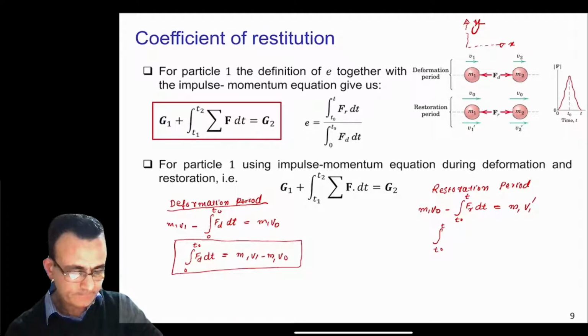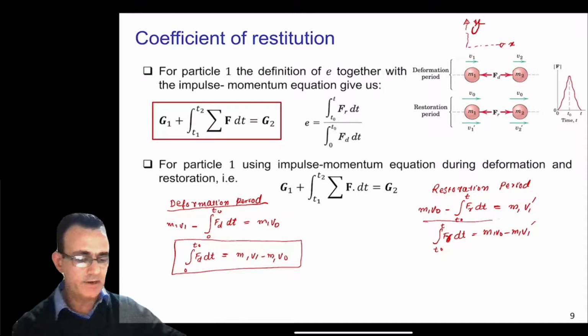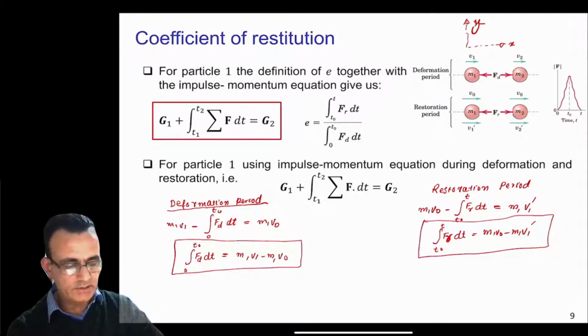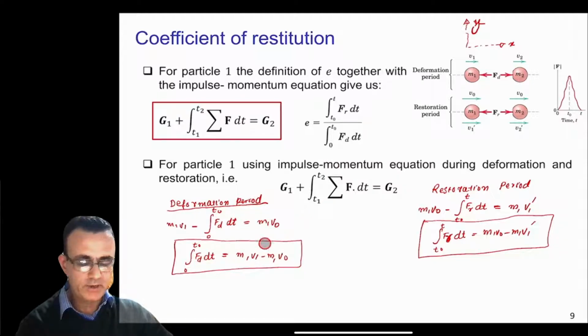So the integral from t naught to t of F_R dt becomes equal to m1 v naught minus m1 v1 dash. So we get these two equations here. Now for particle 1, we have the equation of the deformation impulse and the equation for the restoration impulse in terms of their masses and velocities. So now we can define E based on these equations for particle 1.